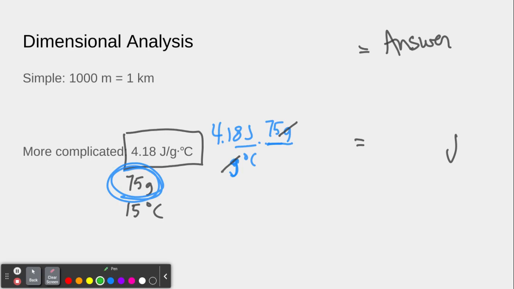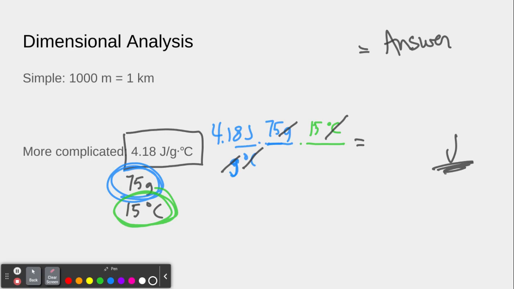Okay, same thing with Celsius. I want to get rid of degrees Celsius. I have degrees Celsius on the bottom. Where does the next one have to go? On the top. 15 degrees Celsius. Notice I have Celsius on the top. I have Celsius on the bottom. They reduce out. What's the only unit I'm left with? Joules, which is the unit I want. So now we take out our calculator.